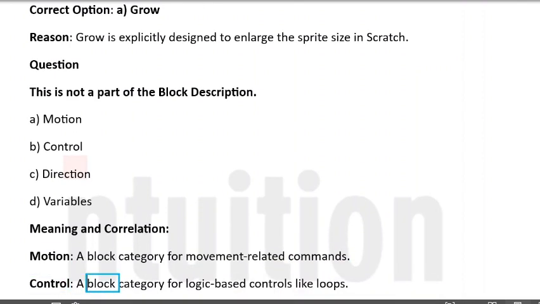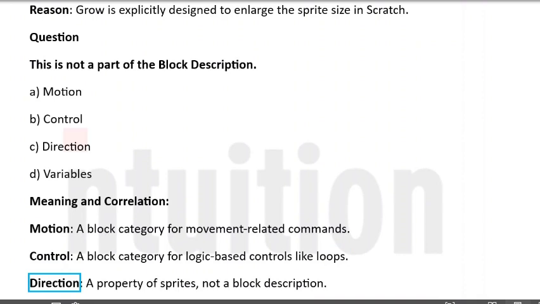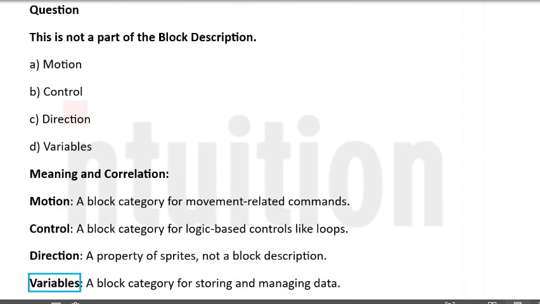Control. A block category for logic-based controls like loops. Direction. A property of sprites, not a block description. Variables. A block category for storing and managing data.